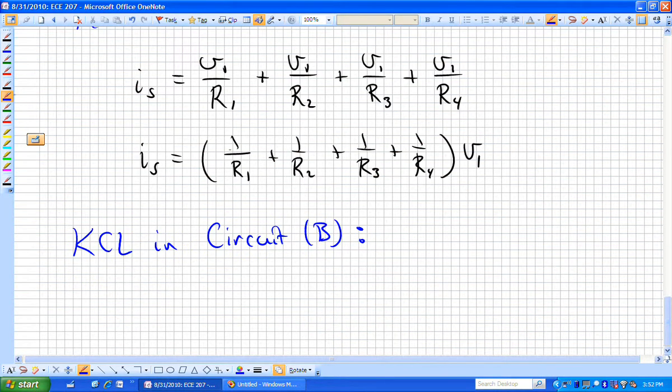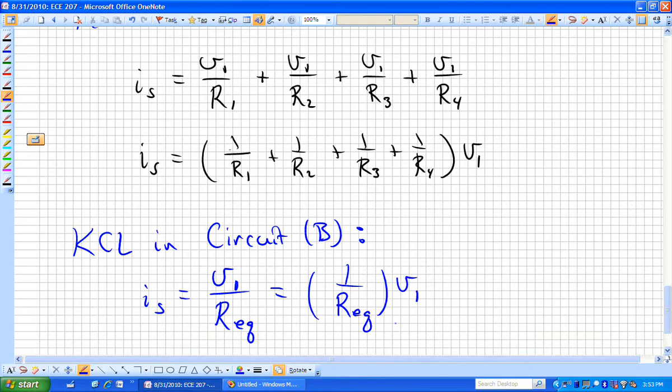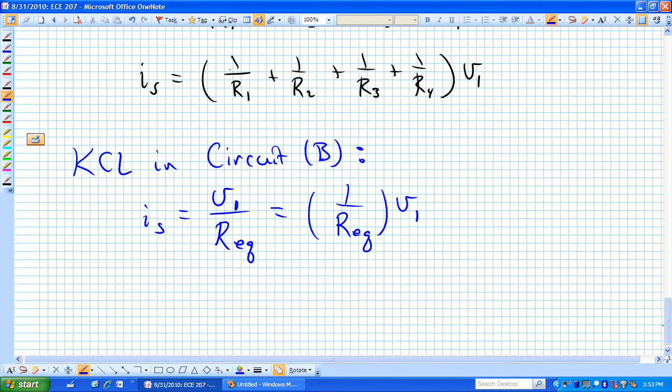In circuit B, it's maybe too easy that we make it hard, but in this case, I sub S is V1 over that single resistor, R equivalent. And if I write that similarly to how I wrote circuit A's relationship, I now have I sub S is equal to this quantity, 1 over R equivalent, times the voltage V1. If those are equivalent circuits, V1 has to be the same in both. And that now gives us our relationship that we were after to relate resistors in parallel.